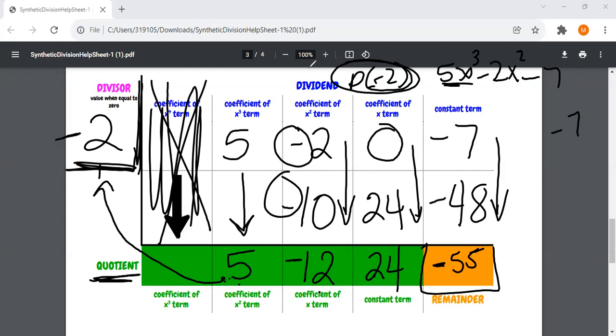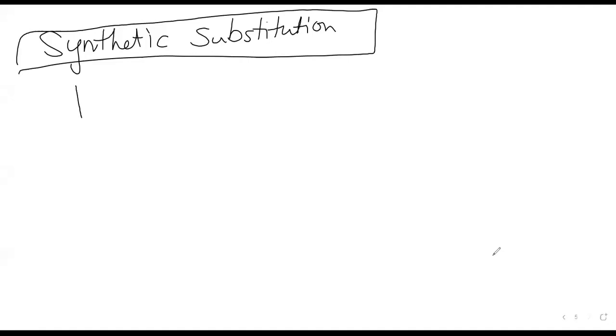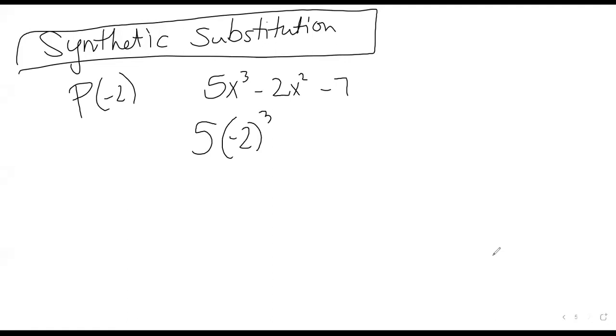Okay, I'm going to switch back to the whiteboard to show you. So we had P of -2 and then 5x cubed minus 2x squared minus 7. The way we're used to solving problems like this is just plugging in. So 5 times -2 cubed minus 2 times -2 squared minus 7. I'm going to do this really fast, Veronica. You don't have to copy it, just to see that we should get -55 at the end.